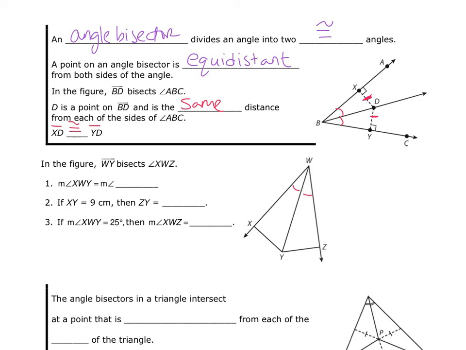And when we are filling in the first answer, XWY is just this angle right here, so that's equal to this one. So we need 3 letters. So YWZ.